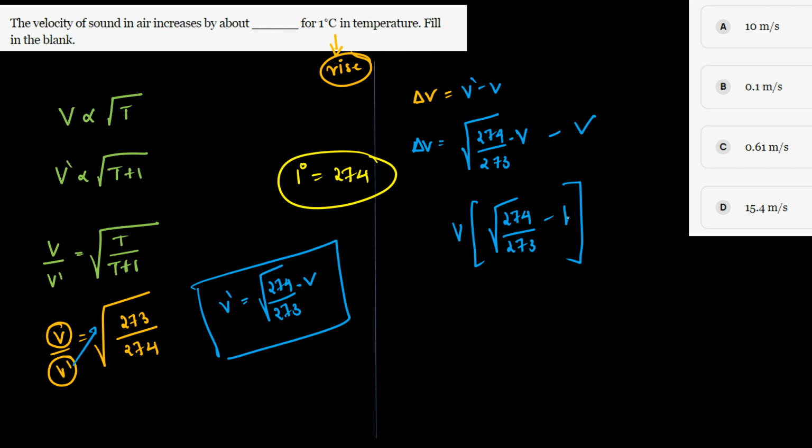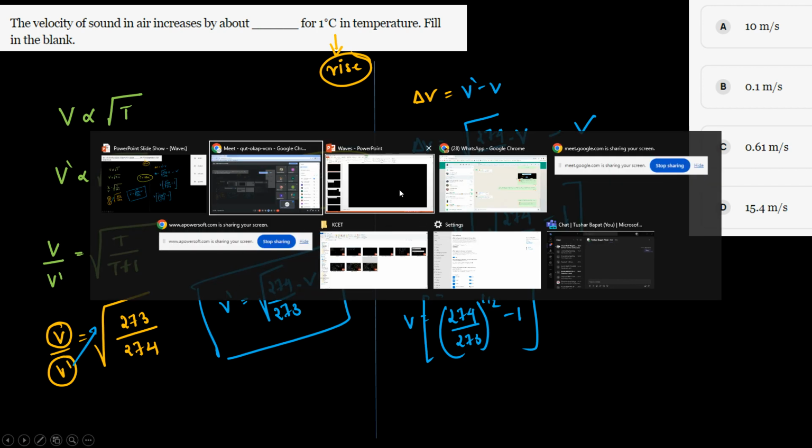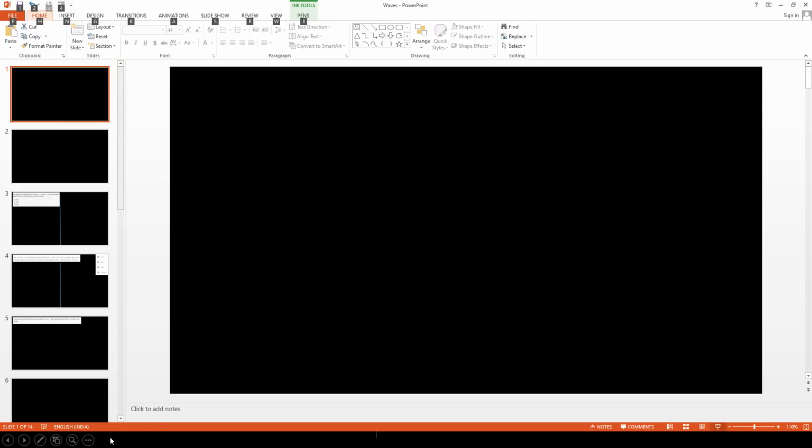Now this should give the right answer, right? So this can be written down as V multiplied with 274 divided by 273 whole raised to the power of half, minus 1. You have to find the square root of this particular value, right? So I think I will need a calculator over here. One second.